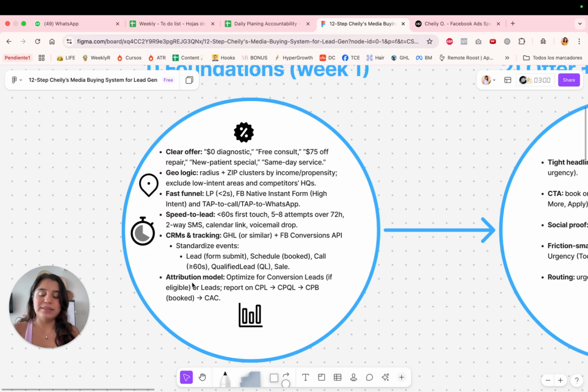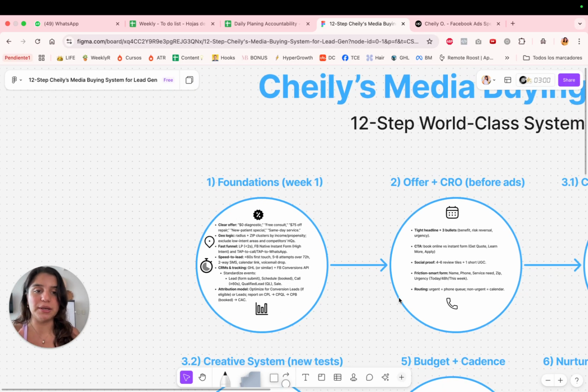Then we're gonna identify an attribution model. Basically, we want to make sure that we understand what is the cost per action, the cost per lead, the cost per booked call, the cost per booked appointment, etc. So once we understand the cost of all of the leads that we have, the better clarity we're gonna have in our numbers and improve over time. So that's gonna be the foundation step.